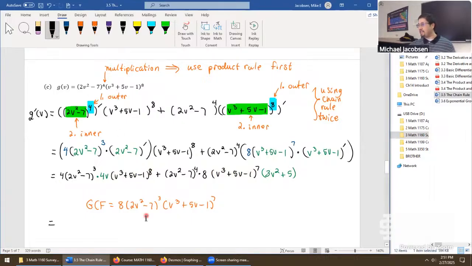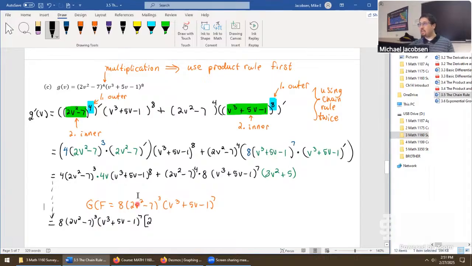Here's what it'll look like. Take all of this, and this connects here just for clarity. 8, 2b squared minus 7 cubed, b cubed plus 5b minus 1 to power 7. Open another bracket, and we are literally just dividing. There's 4 and 4 here for a 16, so when we factor out 8, it leaves behind 2. Then 2b squared minus 7 cubed is a clean cancellation with that factor.